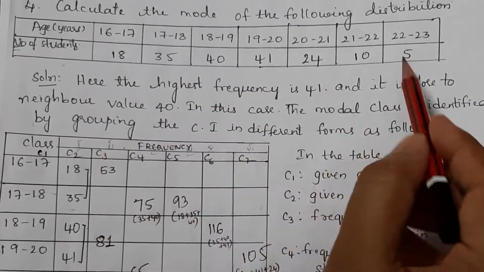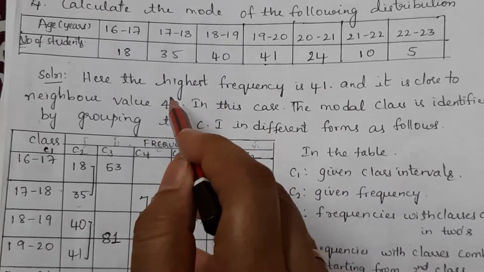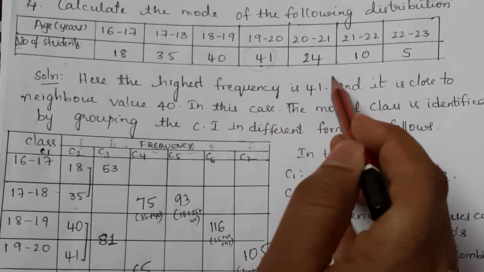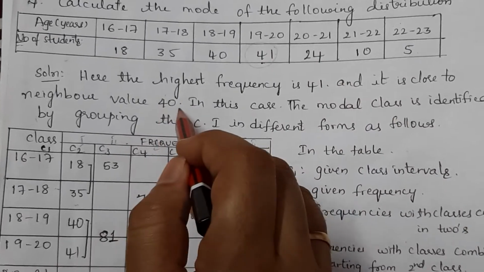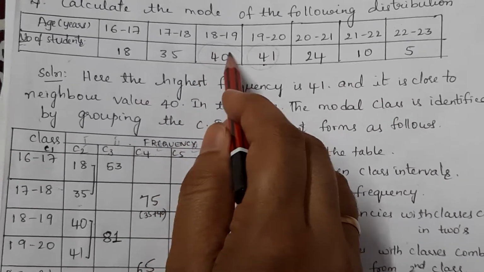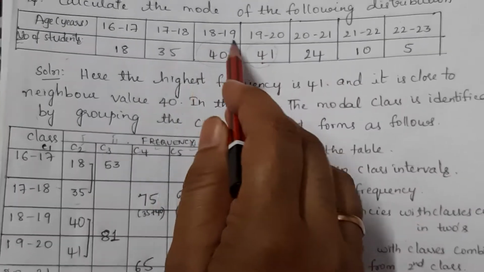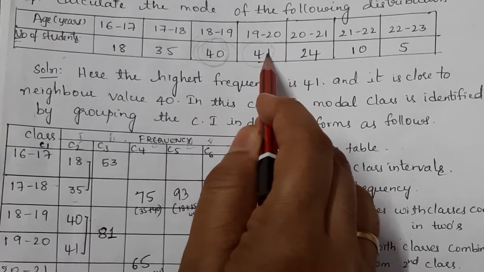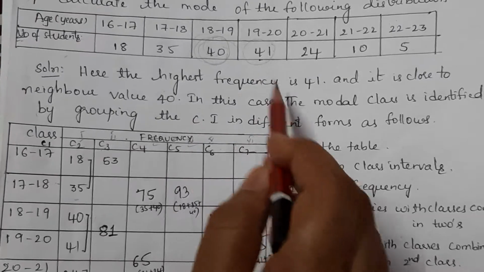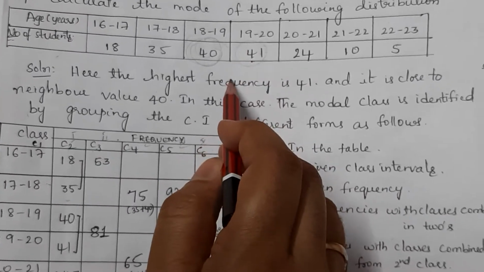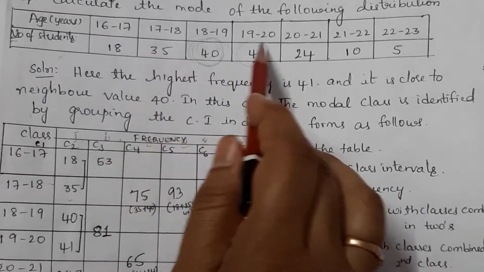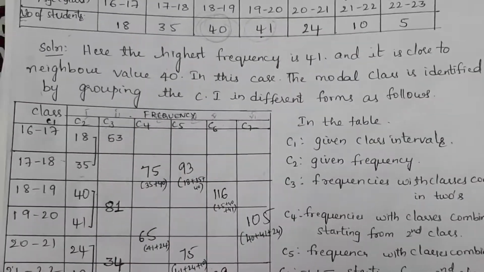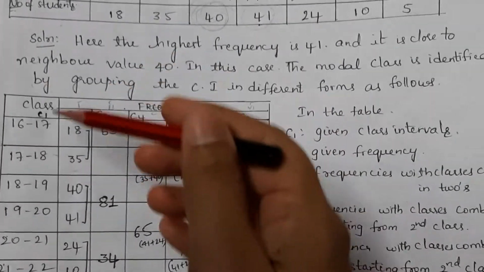So if we observe the highest frequency here, the highest frequency is 41 and it is close to its neighbor value 40. This value 40 is very close to 41. So in this case, the modal class is identified by grouping the class interval into different forms as follows. So we will group the class interval as follows.